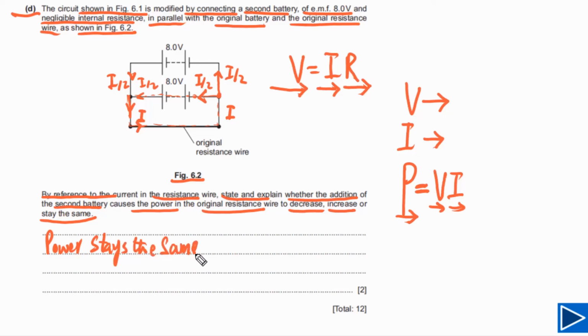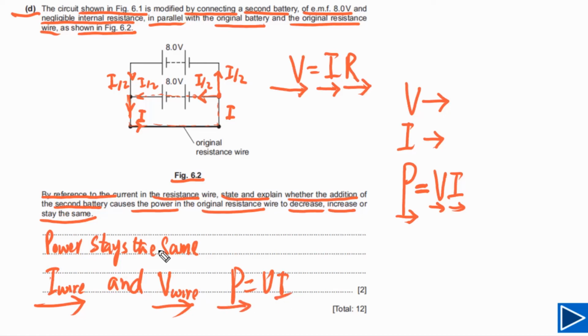Now we need to explain why power stays the same. We can simply say I, meaning current in the wire, is the same, and PD across the wire, meaning potential difference across the wire, is also the same. So P is equal to VI, so power is also the same. This question has 2 marks. You will get 1 mark if you have written the right statement, meaning you have mentioned power stays the same. So this is the A mark.